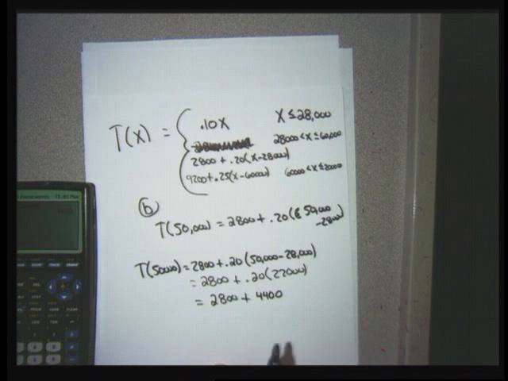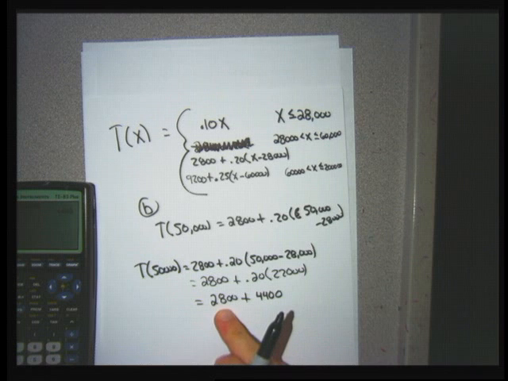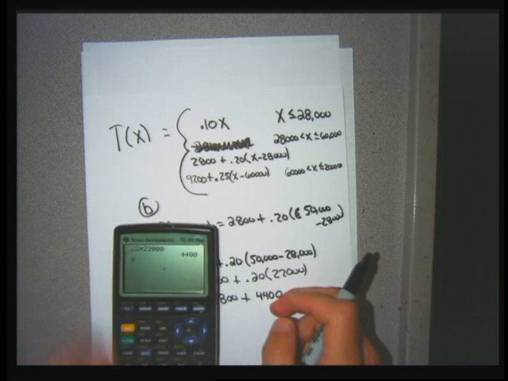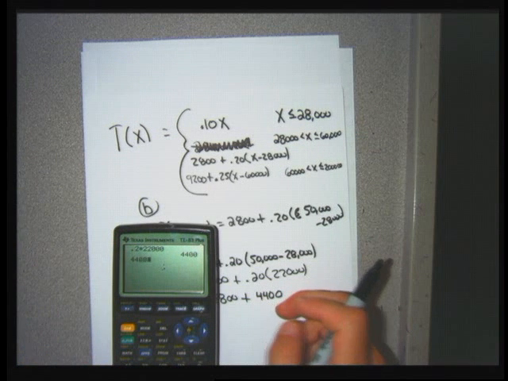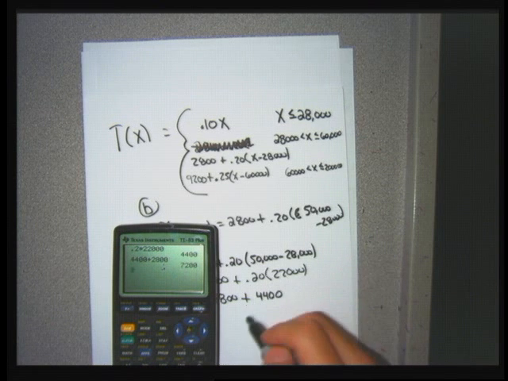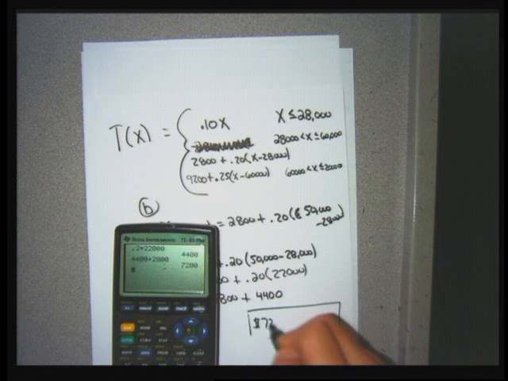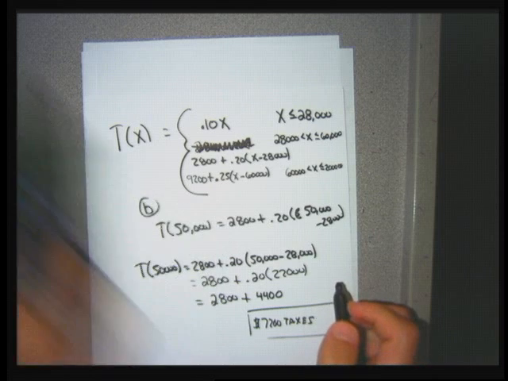When I add those two amounts together, the amount of tax that they pay at the 10% rate plus the amount of tax that they pay at the 20% rate, that's going to be their total tax bill in 2005 if they had that much taxable income. So the answer to part B is they're going to pay $7,200 in taxes.